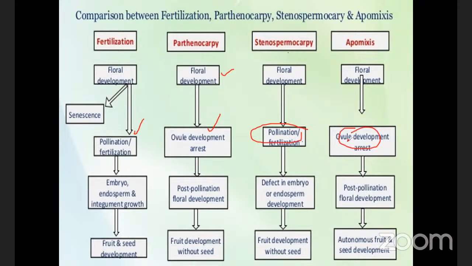The same is happening in both. Why? Without fertilization, without the fusion of male and female. Post pollination, floral development is there, but here floral development is not there. Here you can see the fruit formation. Fruit development without the seed is parthenocarpy. Without fertilization, without embryo formation, autonomous fruit and seed development takes place in apomixis. Though it is not mixed, only the female mother plant's ovule will become the fruit.